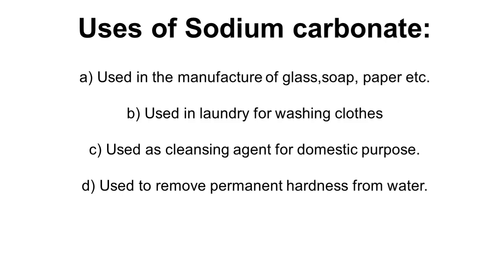So we know that water is of two categories, hard water and soft water. That is because of the presence of calcium and magnesium. If the water contains calcium and magnesium, we call it hard water. If the water is free from those salts, we call it soft water. So wherever hard water is there, the calcium and magnesium can be removed by using sodium carbonate. That's why we use this salt to remove the hardness.